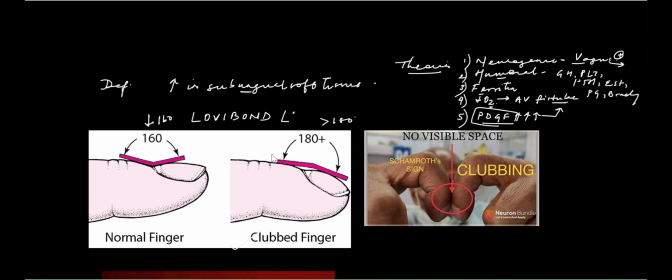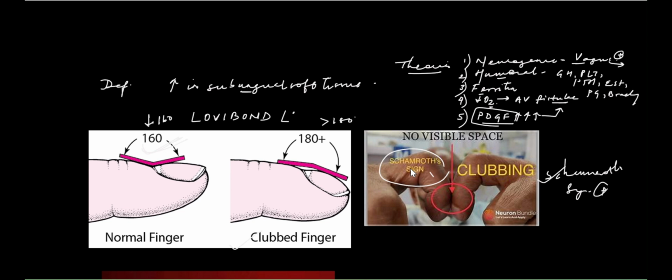If you're not able to see this directly, if you're not sure, then what do you do? You ask the patient to touch both of their index fingers together like this, and you look for this diamond-shaped space, which will normally be present if the angle is 160. But if the angle is more than 180, then this space gets obliterated, just like this patient's. This patient's space is not seen here because it has been obliterated. And this particular sign is called Schamroth's sign. Schamroth's sign present is an indication of clubbing, no visible space.